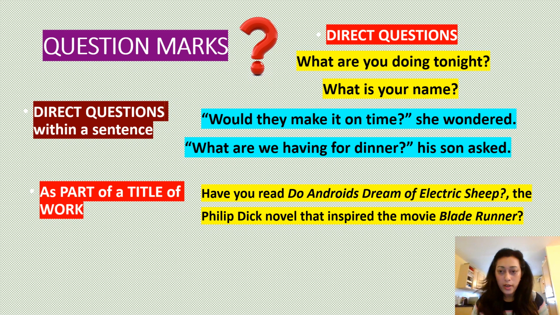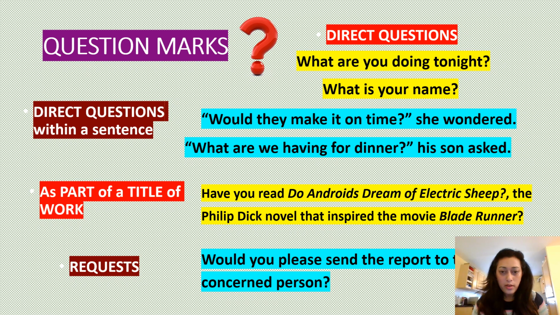For example, what are you doing tonight? Or what is your name? Second, it's used with direct questions within a sentence. So, would they make it on time, she wondered? Or, what are we having for dinner, his son asked? Next, it's used as a part of the title of a work.